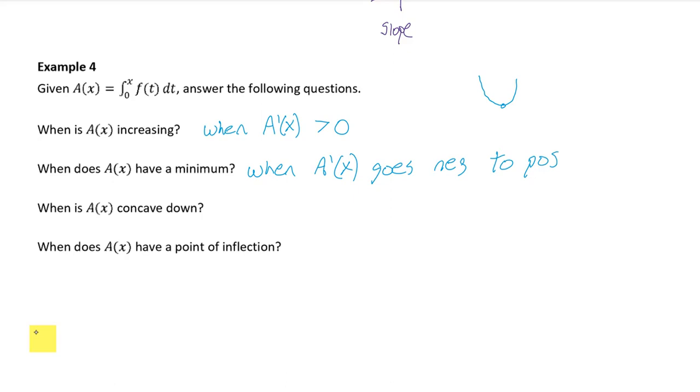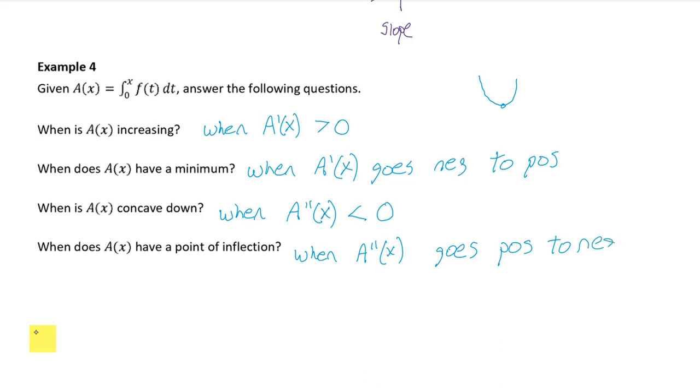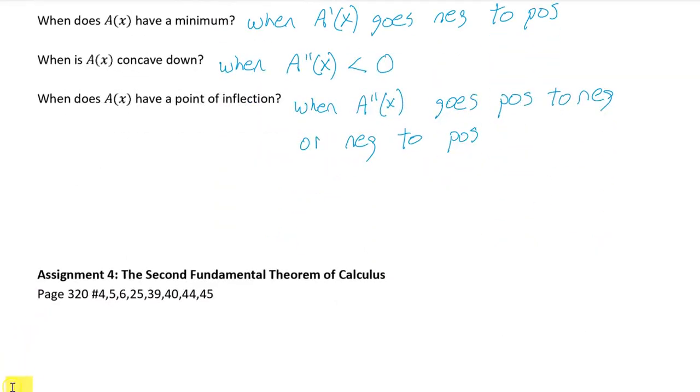When is a of x concave down? Okay, concavity has to do with the second derivative. When a double prime of x... if I'm concave down, my second derivative is less than 0 or negative. When does a of x have a point of inflection? Again, this is second derivative. When a double prime of x goes positive to negative or negative to positive. Okay, so we can still answer the same questions based on what we talked about last semester. All right, that's it for this one.